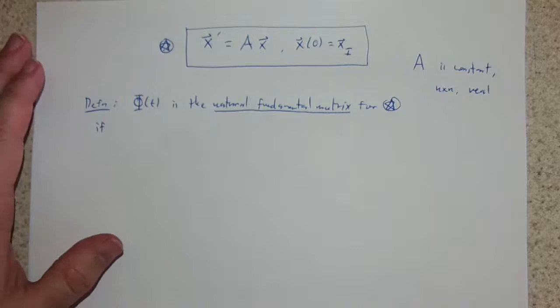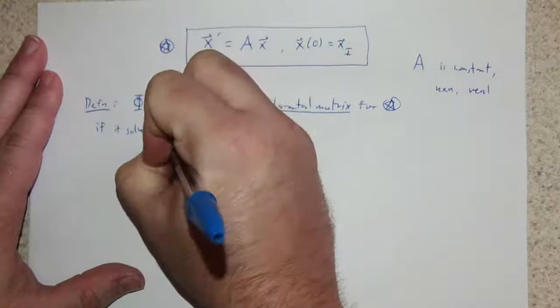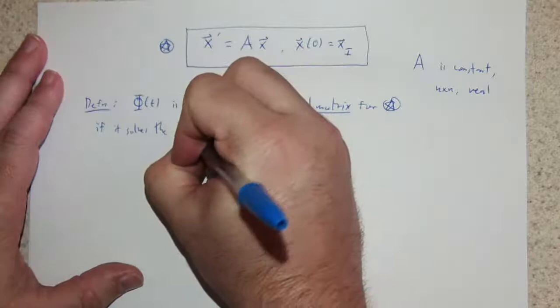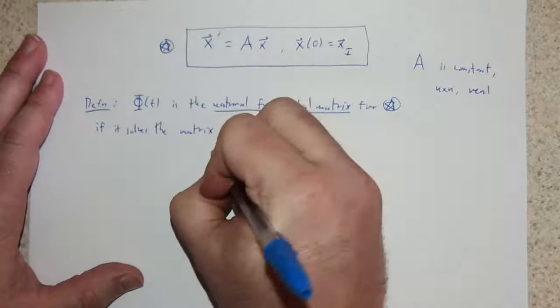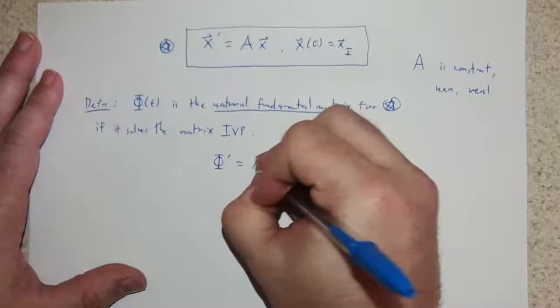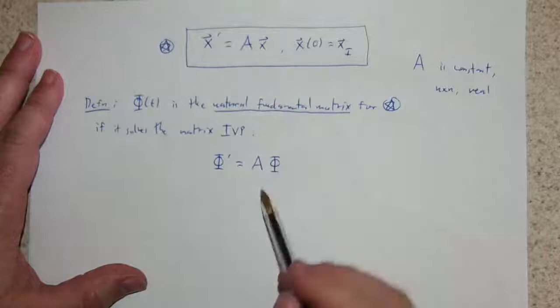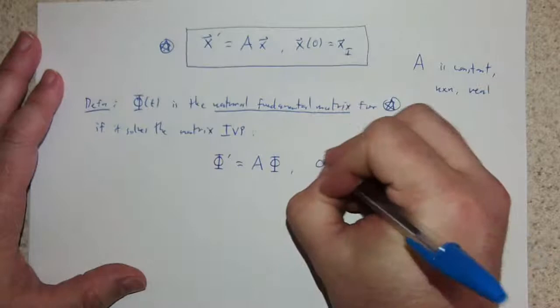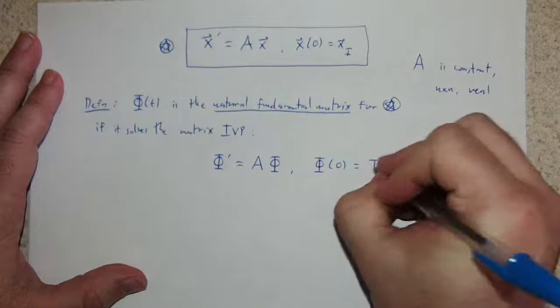If it solves the matrix IVP, which is big phi prime, so phi is something that depends on t, so big phi prime, this prime is with respect to t, is equal to A times phi. So this is matrix multiplication now. This was matrix multiplication as well, it's just that x is a vector. Now both A and phi are matrices of the same size. And my initial condition on this matrix is that this is equal to the n by n identity matrix.